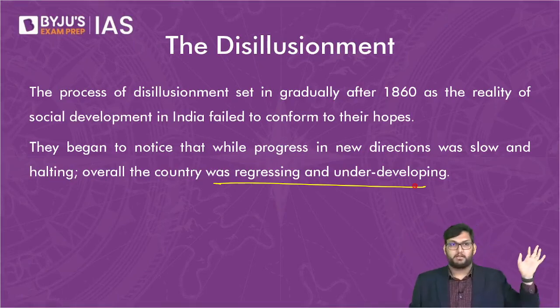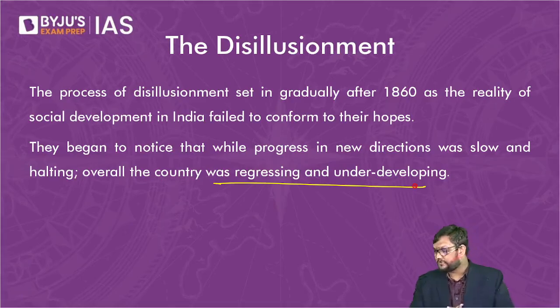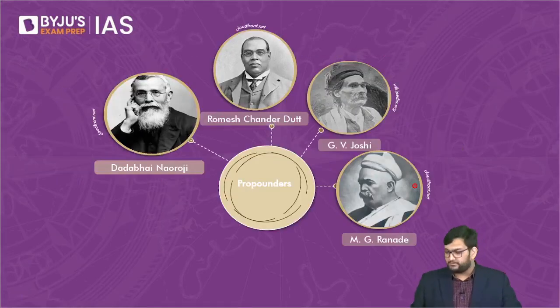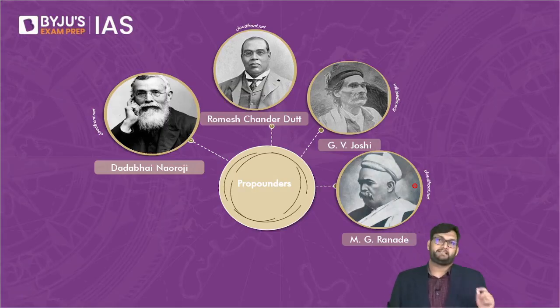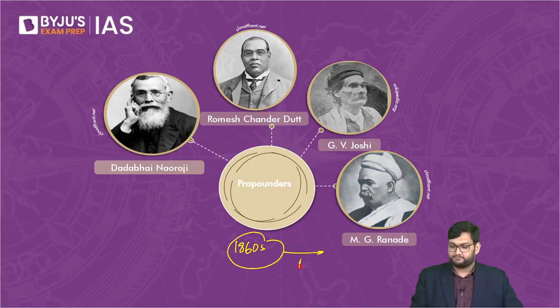Maya is gone. The simple point is, we believed that the British were going to do good things, but by 1860, everybody started to realize the British aren't doing anything generally. And this disillusionment will be confirmed by these four very important men, because they will very systematically create an understanding. Are you getting the reason why after the 1860s only we get nationalism and not before it?